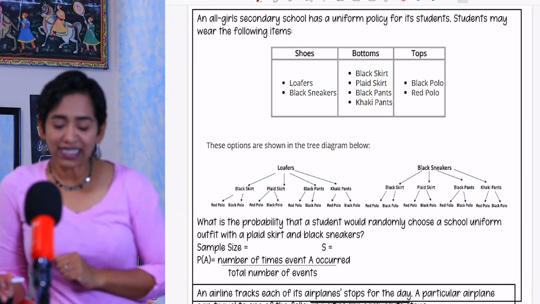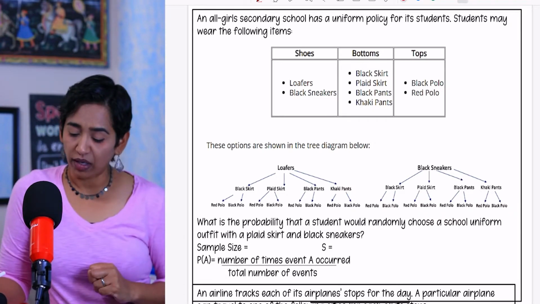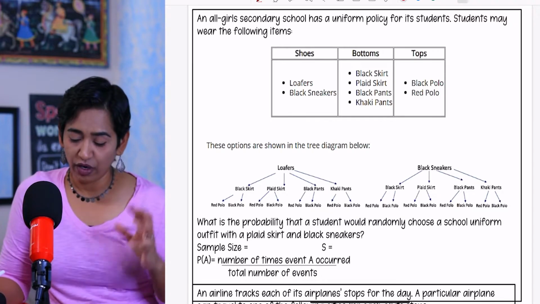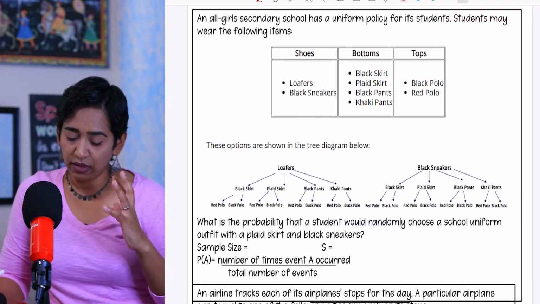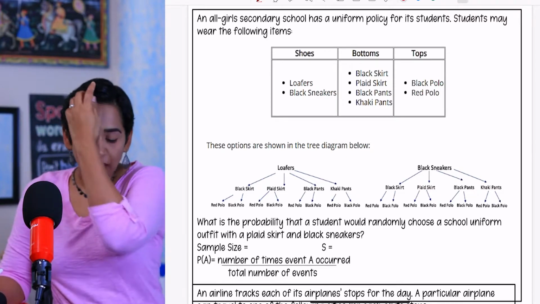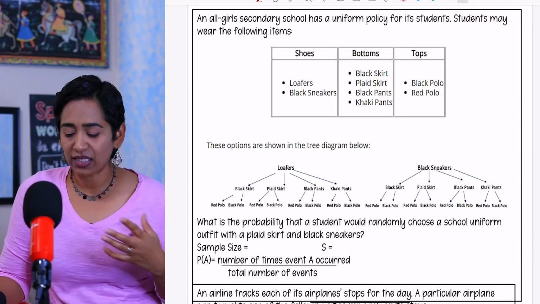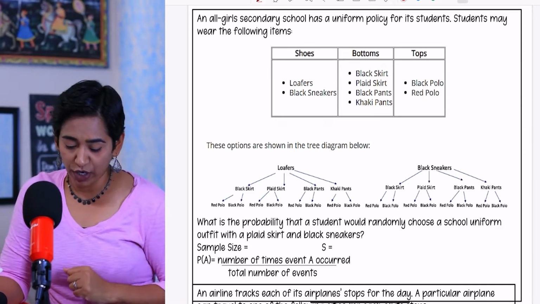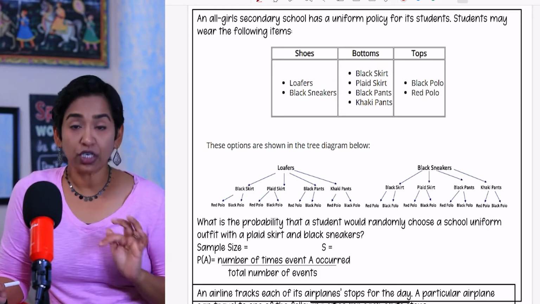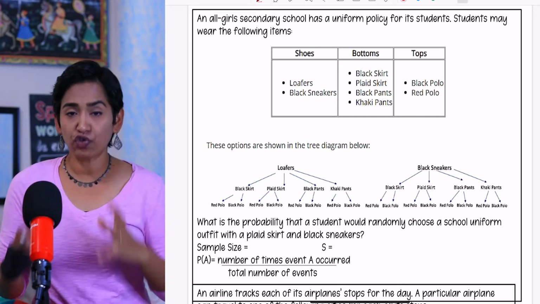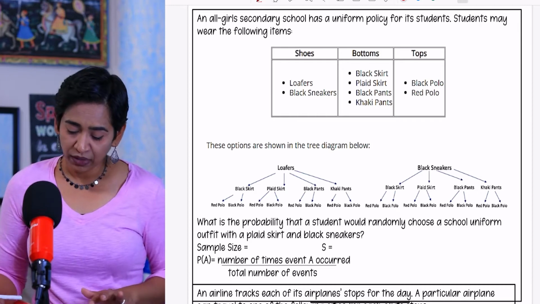An all-girls secondary school has a uniform policy for its students. Students may wear the following. They can wear loafers or black sneakers. For the bottoms, they can wear black skirt, plaid skirt, black pants, khaki pants, and for the tops, they can wear black polo or red polo. These options are shown in the tree diagram below. So they did a beautiful tree diagram for you so you don't have to list all the possible options.